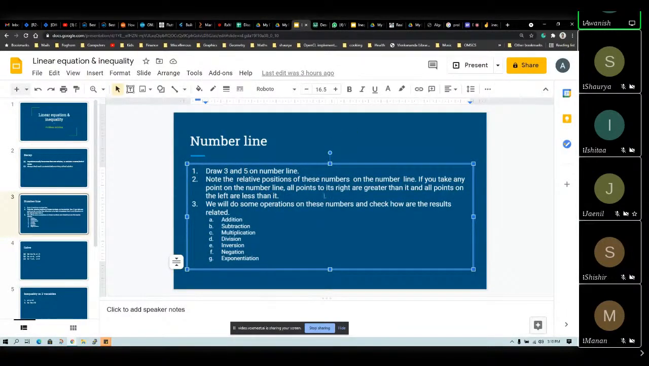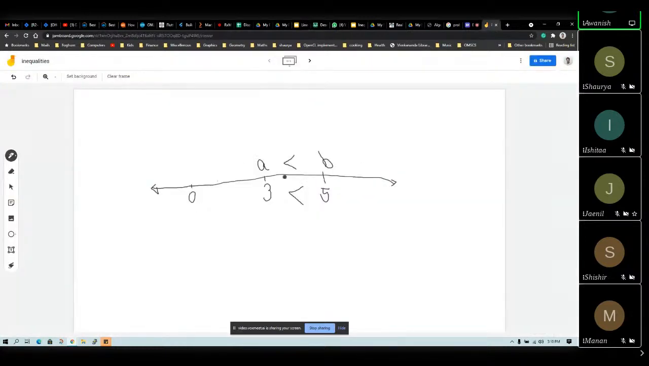There are only three options between two numbers. They can be at the same location, which means they are equal. One can be on the right of the other: if B is on the right, B is greater. Or B can be on the left side of A, which means B is smaller than A. Either they are equal, or A is bigger, or B is bigger. There cannot be any other possibilities.